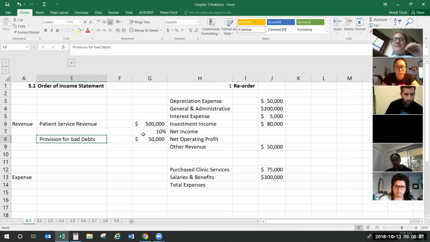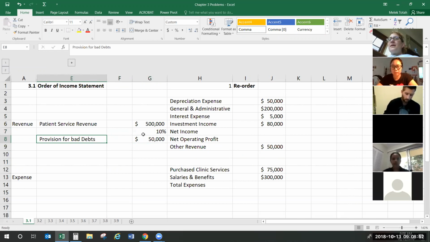Does everyone understand that? Does everyone understand the concept of provision for bad debt? It's okay if you don't. Just ask. Can you clarify that? Can you explain it? Yeah.